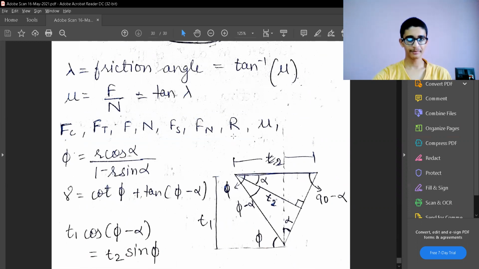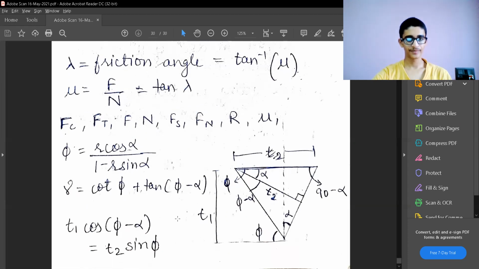These are the forces involved, and these are the machining parameters: the 6 forces and the equivalent force R. Phi was defined as r cos alpha upon 1 minus r sin alpha. Gamma was defined as cot phi plus tan of phi minus alpha. And from this triangle, we had this relation: T1 cos(phi minus alpha) is equal to T2 sin alpha sin phi. So we'll stop over here.